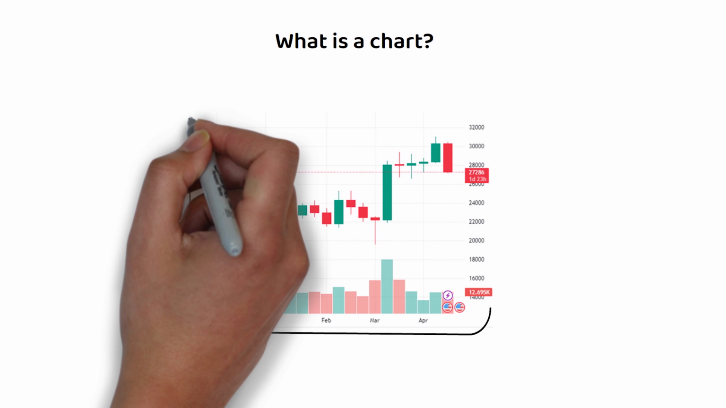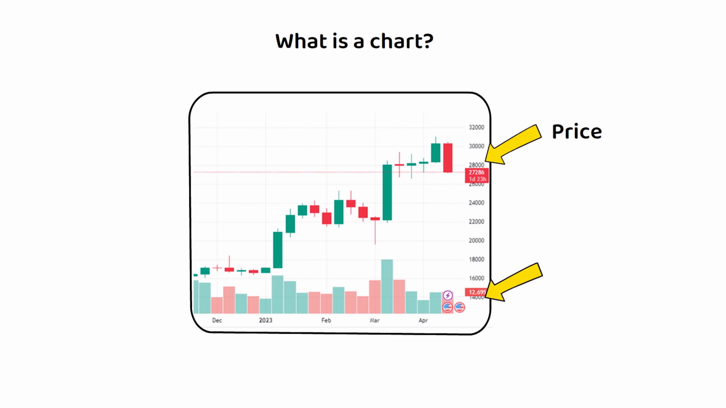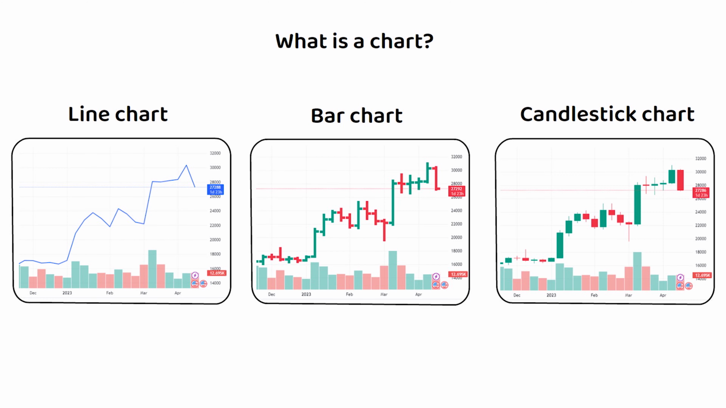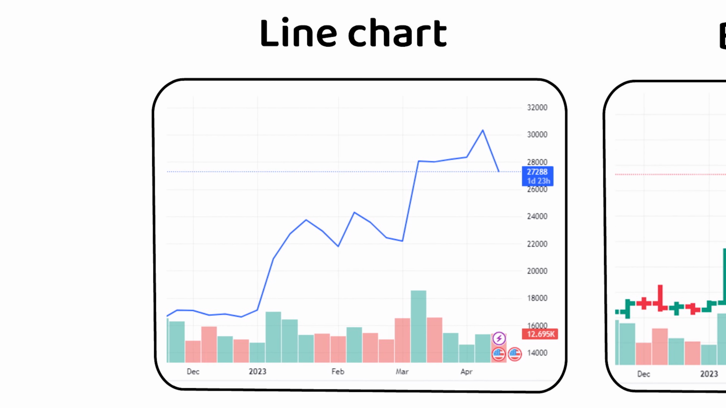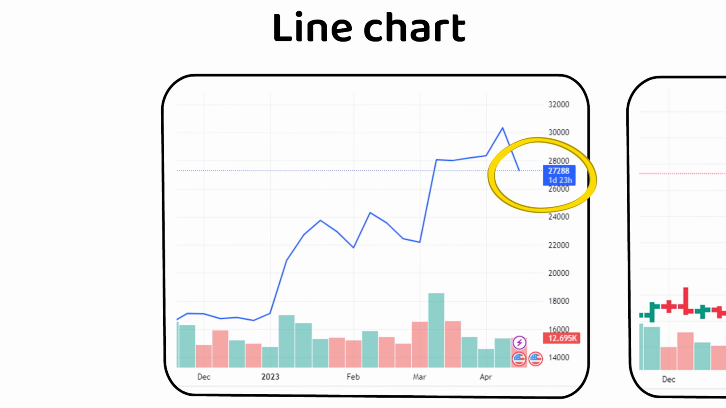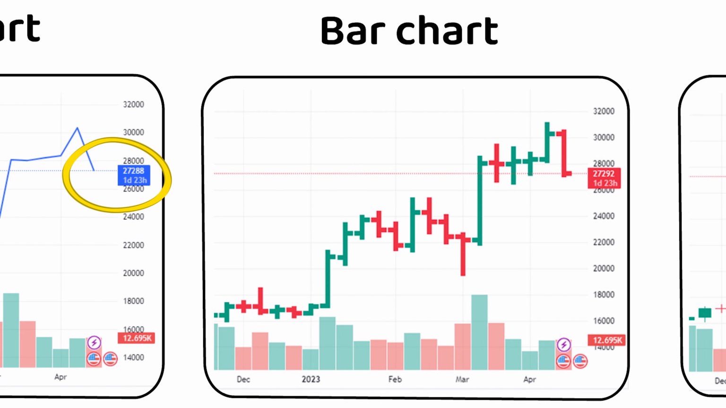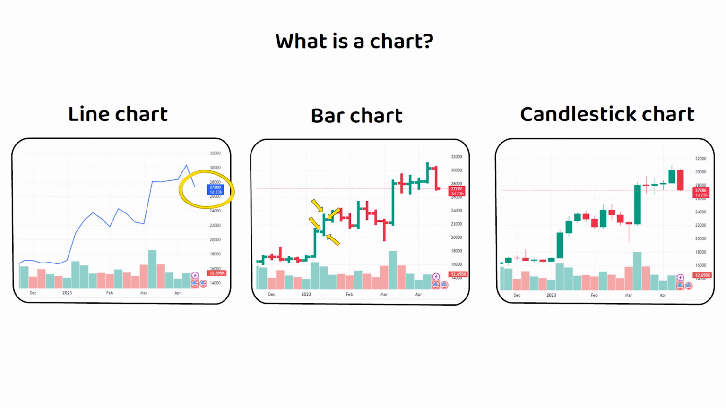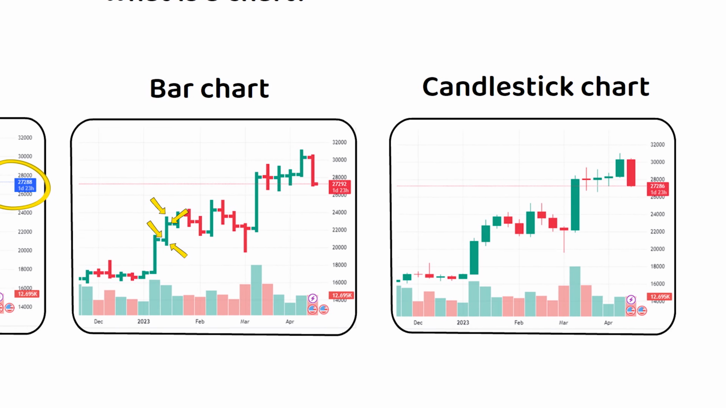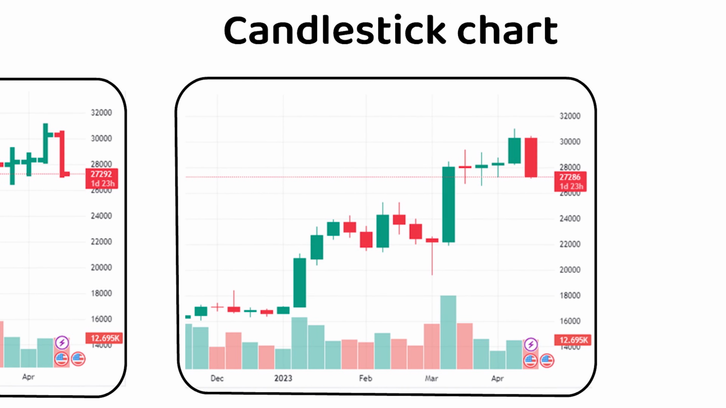A chart is a visual display of price and volume data over a given period of time. Line charts, bar charts, and candlestick charts are just a few of the chart types utilized in technical analysis. The most basic sort of chart, a line chart, displays the closing price of a financial asset over a predetermined time period. Bar charts display a financial asset's opening, closing, high and low prices over a chosen time frame. Candlestick charts, which are similar to bar charts, offer more details regarding price trends and movements.